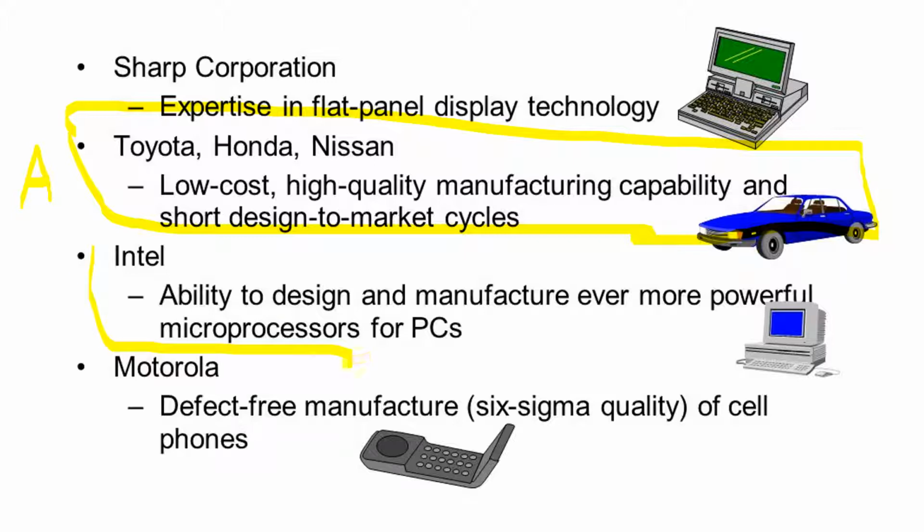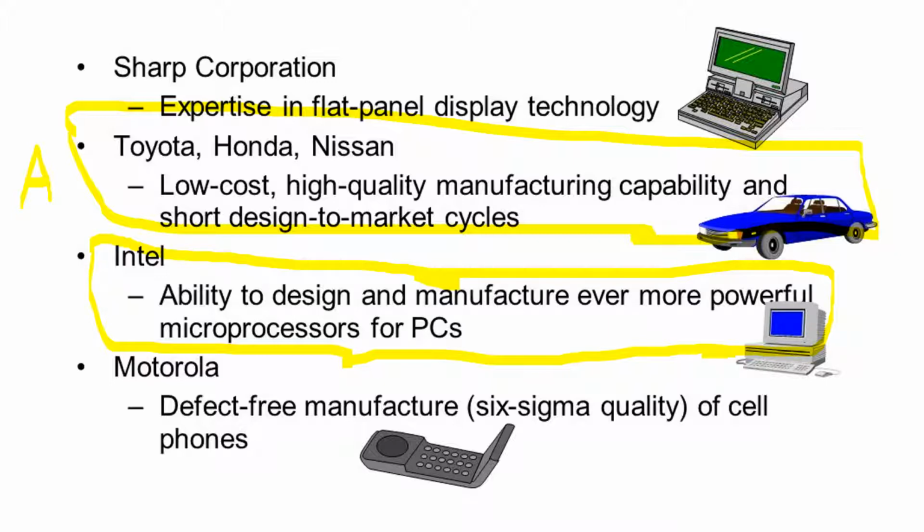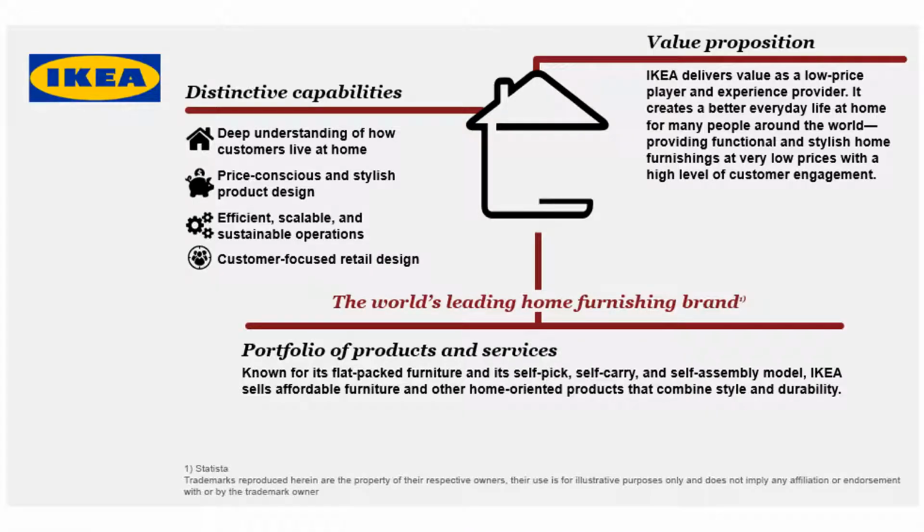Intel, just below there, ability to design and manufacture ever more powerful microprocessors for PCs. This would be an example of a distinctive capability under the category of innovation. Their ability to have even more powerful microprocessors is something that rivals will find difficult to replicate.